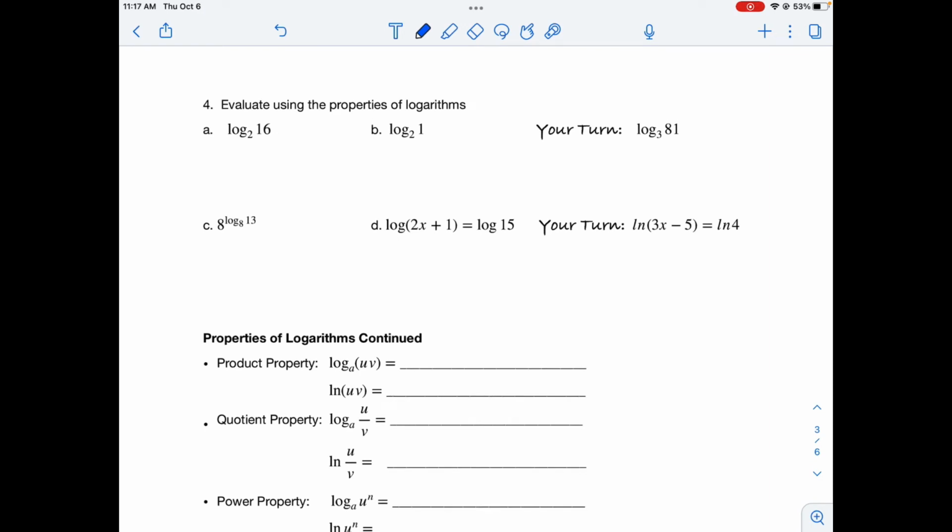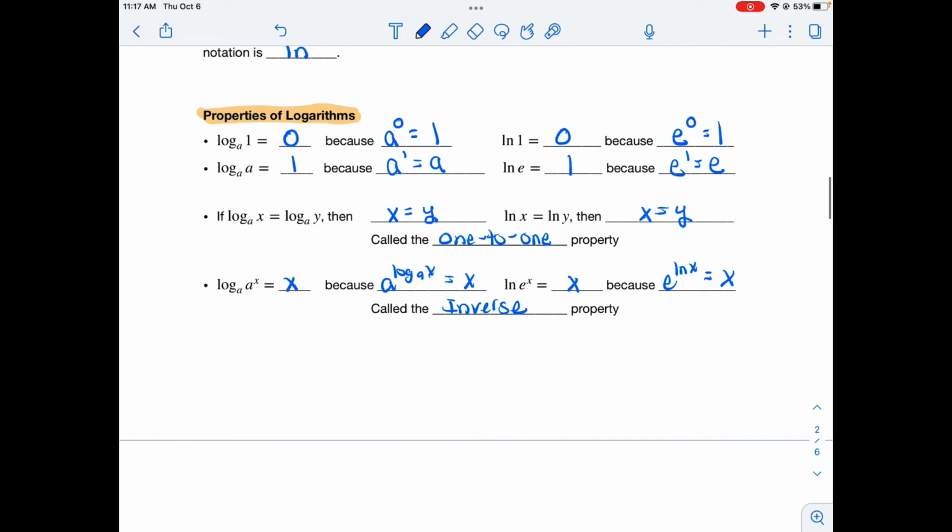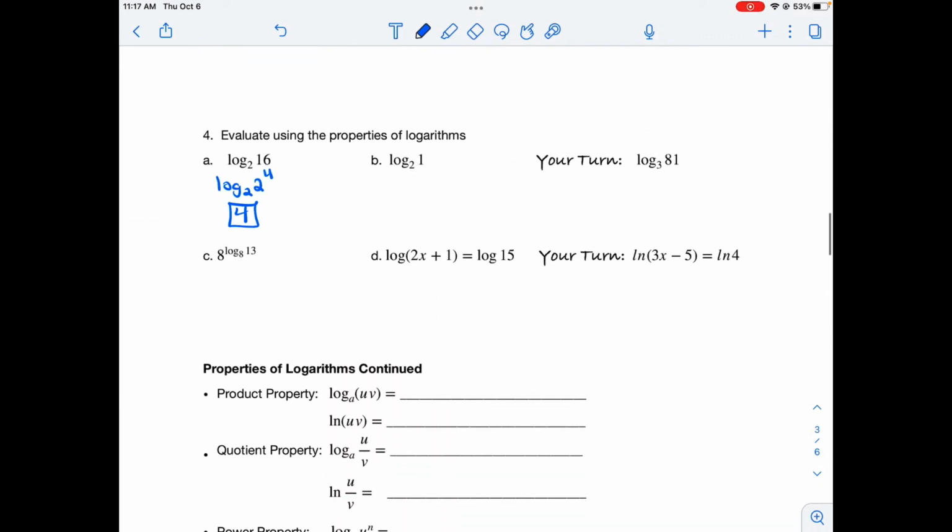All right. There are a couple of ways that we're going to use these properties. The first one here is going to be evaluating logarithms. So we have log base 2 of 16. And so I can rewrite 16 as 2 to the 4th. So I have log base 2 of 2 to the 4th. Remember, log base 2 and the 2 exponential cancel each other out. And that leaves us with the x as our answer. So I'm using this inverse property for this example here to get 4.